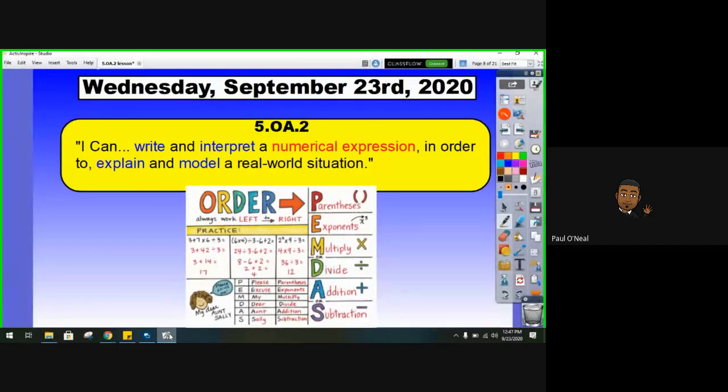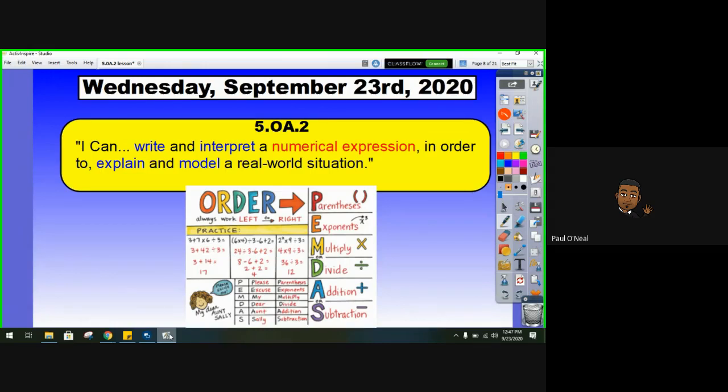All right, ladies and gentlemen, today we're going to continue our lesson with what we were discussing this week, and that was 5.OA.2. And what that is looking at is the order of operations. Again, you're going to see this throughout the school year, but we're just going to touch upon it today and dive a little bit deeper into what the actual order of operations is.